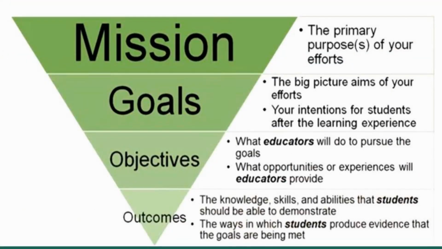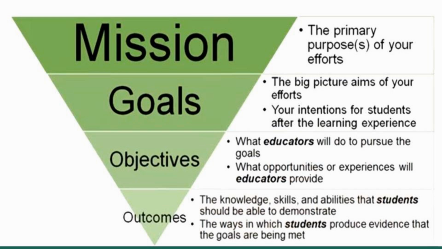In this slide you can see mission, goals, objectives and outcomes. At a broader level, sometimes we have a certain mission, and mission is divided into goals, and goals are divided into objectives, and objectives are divided into outcomes. First of all, we have mission: the primary purpose or purposes of your efforts. What is your mission? What do you want to achieve? And then we divide our mission into goals: the big picture aims of efforts and your intentions for students after learning and experience. And then goals are divided into objectives.